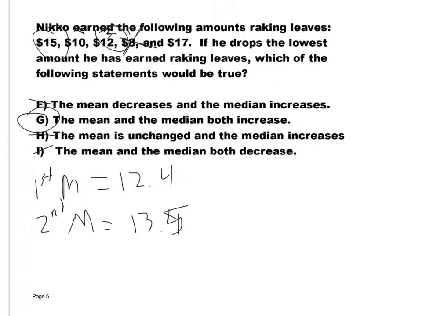So what happened to the median? Well, it'd be between 12 and 13, which would be 12 and 15, so it'd be 13 and a half. So what happened to my median? It went up. So G is the answer. So when you drop the lowest one, usually both go up. If you drop the highest one, what happens? They go down. Any questions?